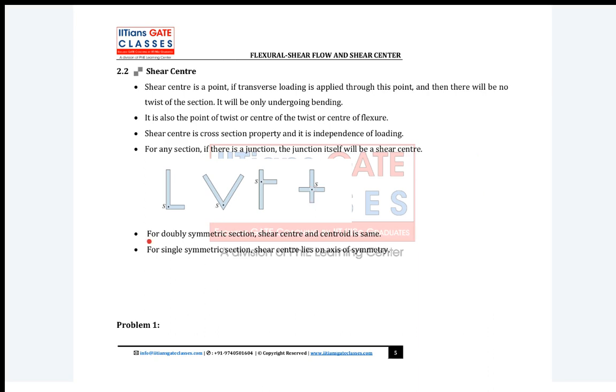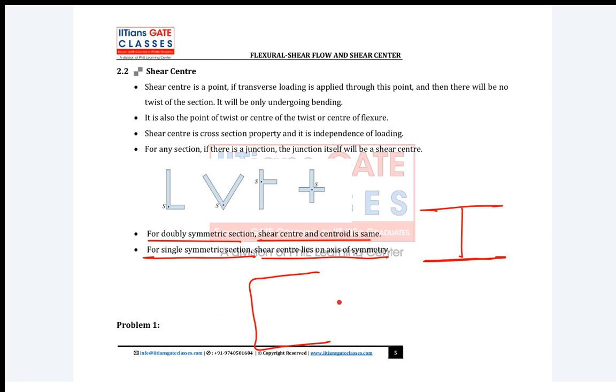Now for doubly symmetric sections, as already discussed, like square, circle, rectangle, or I section, the centroid itself will be the shear center. For single symmetry, of course, your shear center will lie on the axis of symmetry. Like C section is symmetric, so your shear center will lie on this axis of symmetry. Okay, so this is all about shear center.